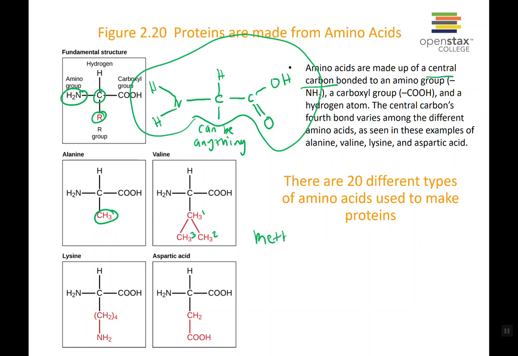So methyl equals CH3. And these don't really exist by themselves because, of course, carbon would want to form that fourth bond and turn it into methane. So methyl is typically a group of a carbon and 3 hydrogens that hangs off the end of something. Lysine has a chain with 4 repetitions of CH2 ending in another amino group. And aspartic acid has 1 iteration of CH2 and another carboxyl group. So aspartic acid is twice as acidic as regular amino acids. And lysine has more nitrogen than other amino acids.